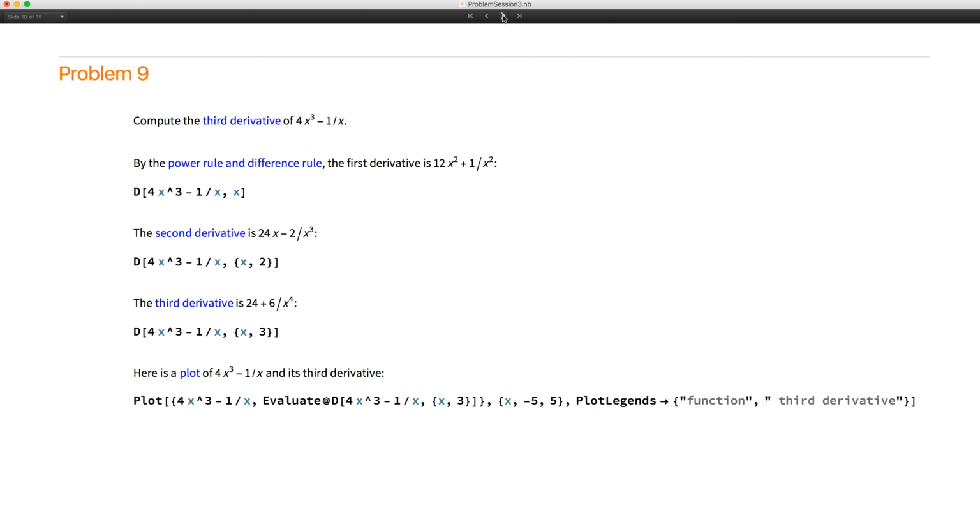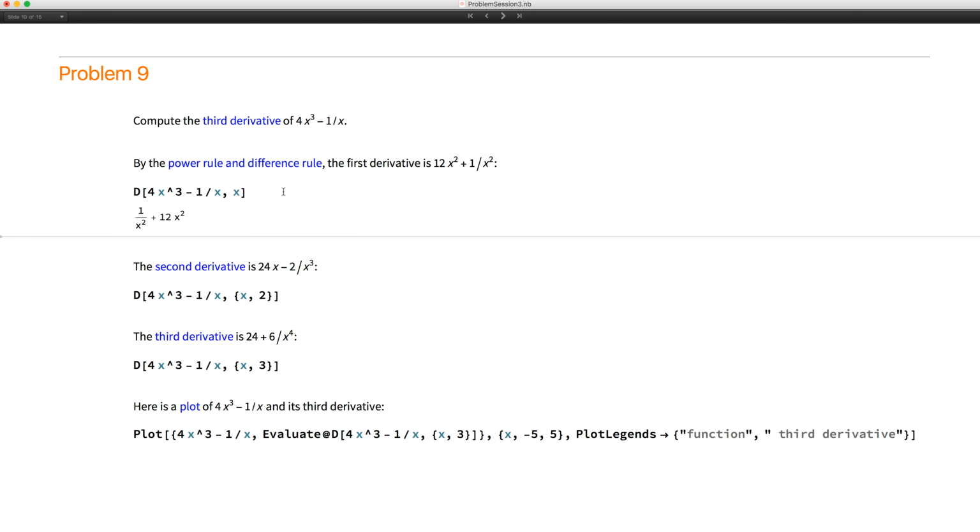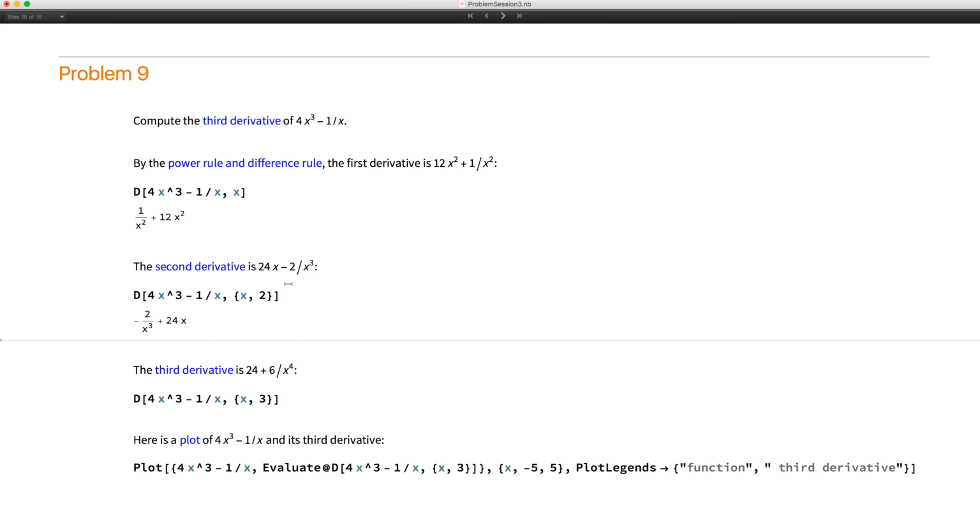On to problem number 9, which says find the third derivative of 4x cubed minus 1 over x. So for the first derivative, you can apply the power rule and the difference rule. So you get 12x squared from the 4x cubed and 1 over x squared from the negative 1 over x. Check the answer. Apply the same rule again. So you get 24x minus 2 over x cubed. Check the answer with D.